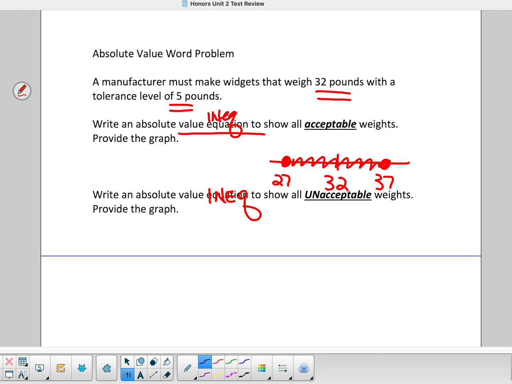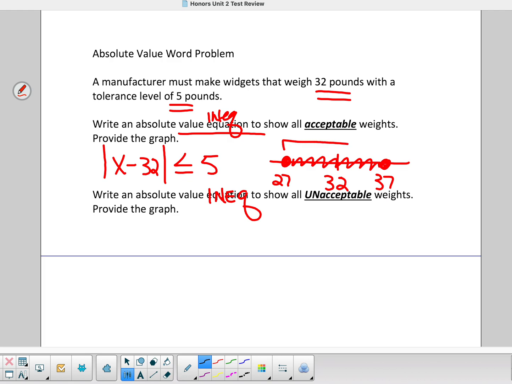Now, to write the absolute value inequality that represents this graph, x represents the weight of a single widget that you're going to compare. The ideal weight is 32 pounds. So the difference between the widget that you're measuring and the ideal acceptable weight of 32 must be less than or equal to 5. So that would be the way you would write the absolute value inequality to go along with this problem. And I just verbally explained what this inequality is representing. So here's your visual of what's happening.